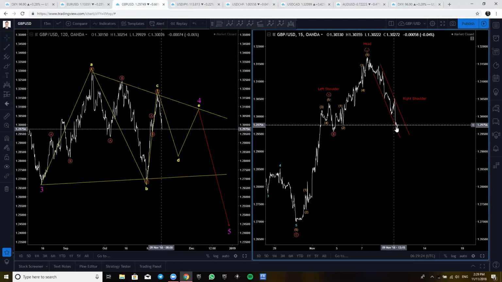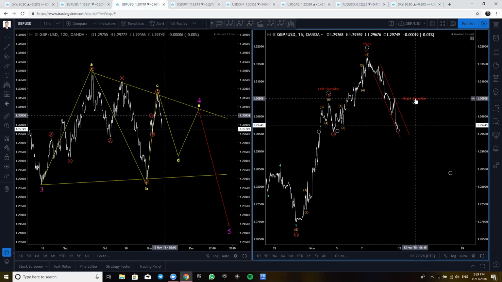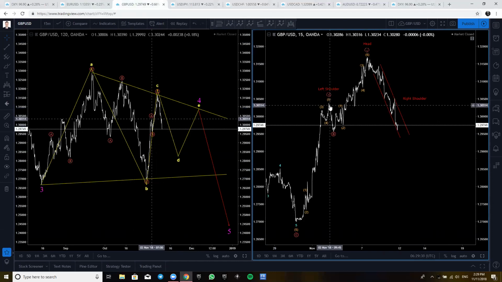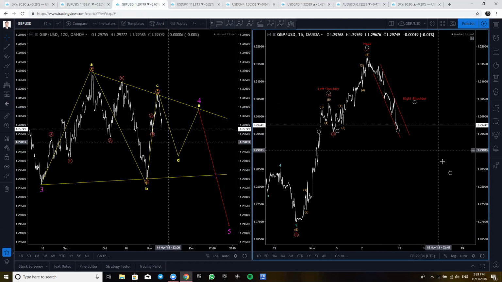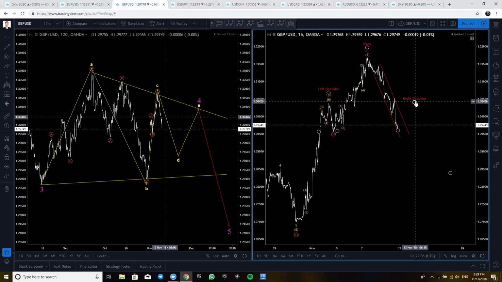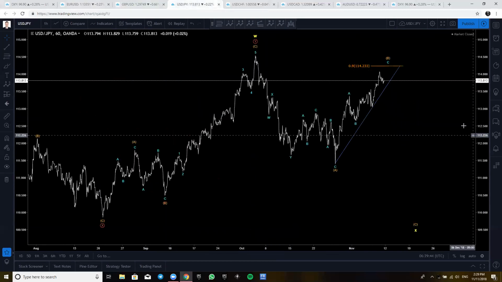We're coming down, and as soon as I see a swing up that breaks the channel, we're probably going to have a right shoulder type situation. You guys are all familiar with head and shoulders, I believe, and then we'll move down here. So if I do trade pound, I will be waiting for a right shoulder to form and everything to look perfect. So moving on to USDJPY.